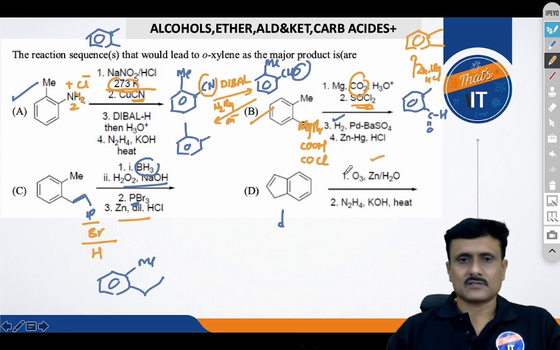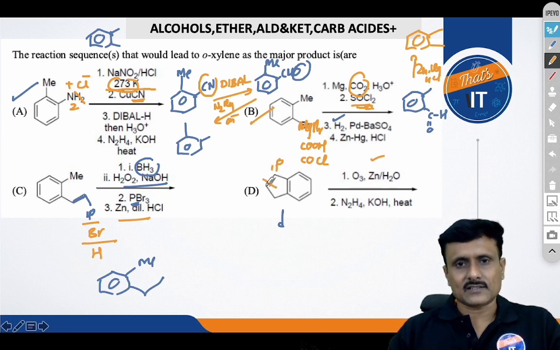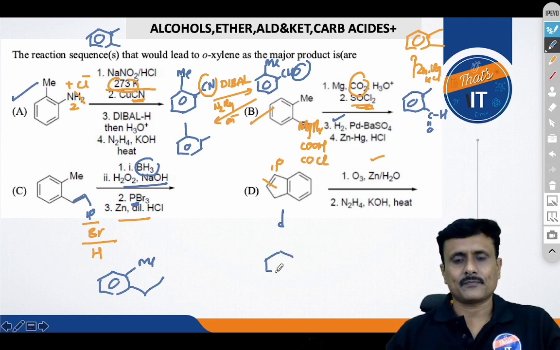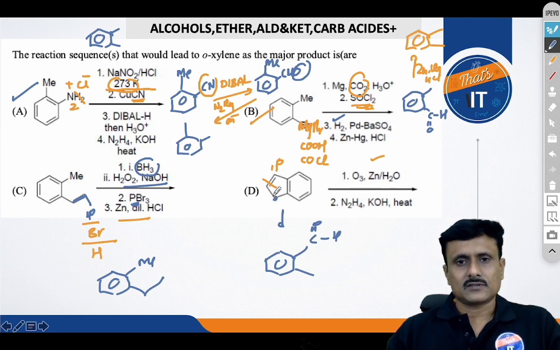Over here you just check what's happening. You have to carry out first the ozonolysis. That means you will be writing the reductive ozonolysis product. Alright, so what do you get? C double bond O, H, CH2, CHO.